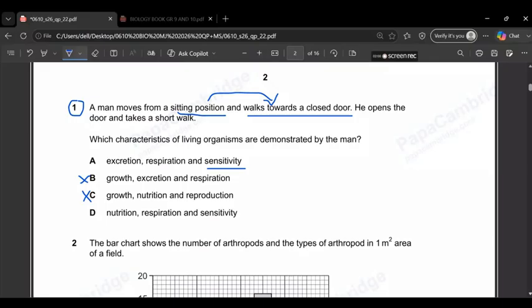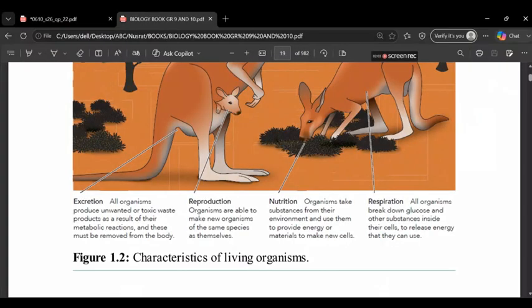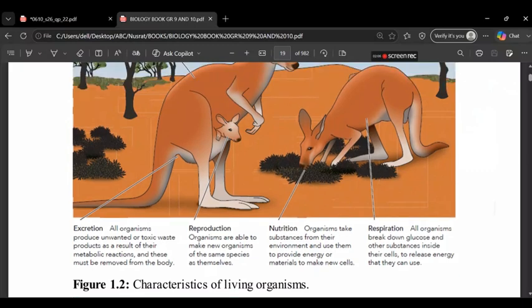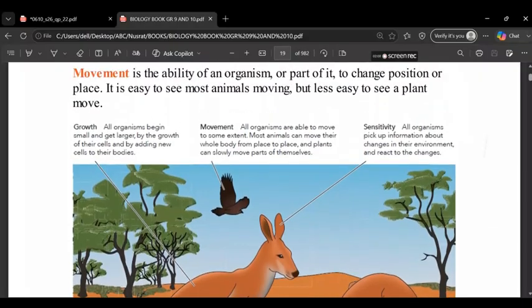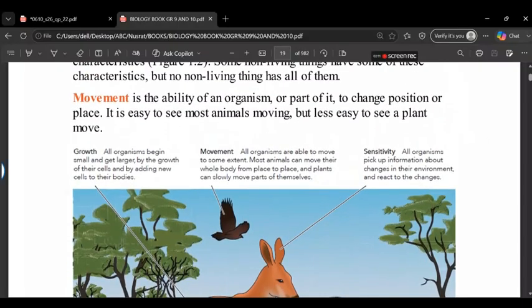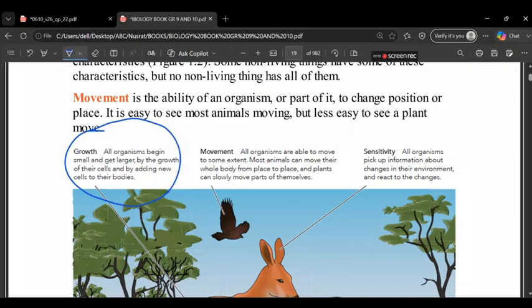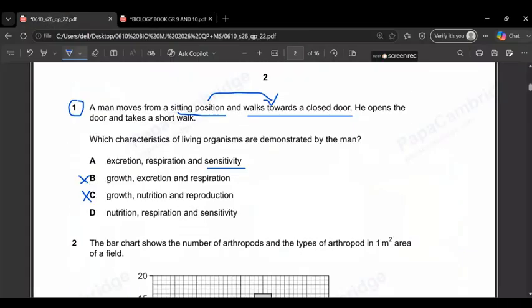Let me take you to your book just for a while. Look at this. Growth. All organisms begin small and get larger by the growth of their cells and by adding new cells to their body. So are we growing new cells to the body? No. Growth, so B and C already we will try to exclude. We will exclude it rather.